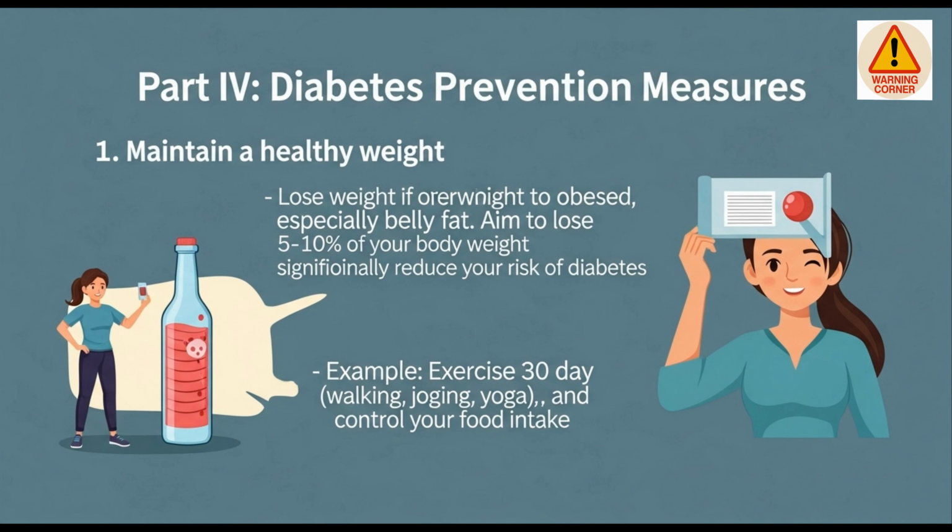Part 4. Measures to prevent diabetes. Based on the above causes, here are effective preventative measures. 1. Maintain a reasonable weight. Lose weight if overweight or obese, especially reduce belly fat. Aim to lose 5 to 10% of body weight, which can significantly reduce the risk of diabetes. For example, exercise 30 minutes a day, walking, jogging, yoga, and control food portions.